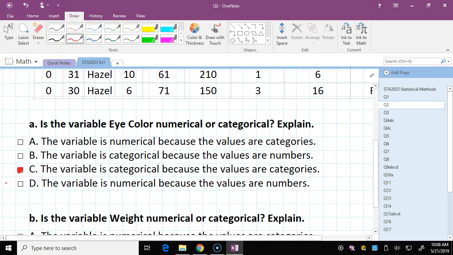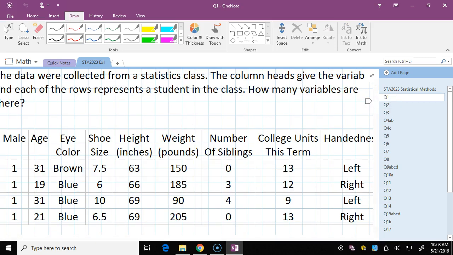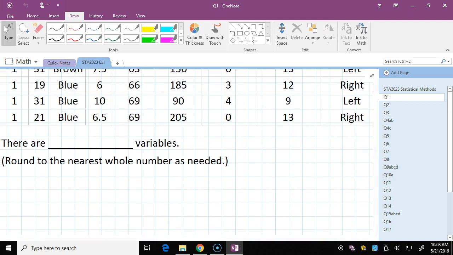I should have gone back on number 1. Sorry. Need to fill this in. So there were definitely 9 categories there.